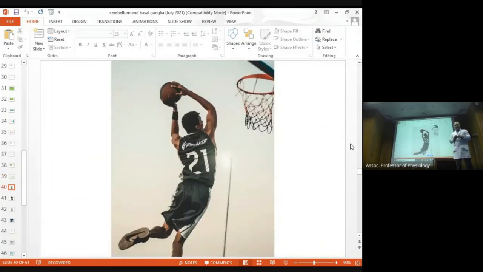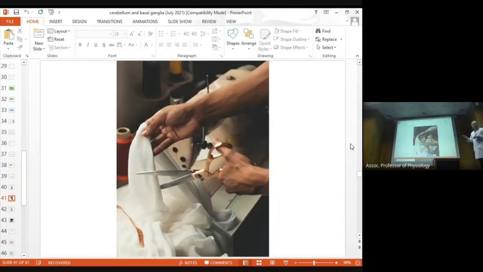What do you see? A person, whatever you call it, there's a slang for it. Dunk. What's this? Scissors. The person cutting the scissors. These are not random. Just keep a note of this. Next, please.